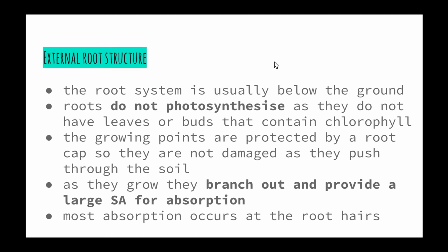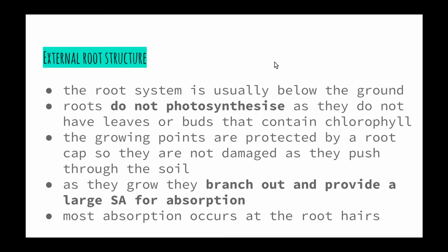So the root system is usually below the ground, and because of this, roots do not photosynthesize, as they do not have leaves or buds, and therefore they do not actually contain chlorophyll. The growing points are protected by a root cap so that they are not damaged as they push through the soil. So the new cells that grow on the end are covered with a bit like a swimming cap to make sure that as the roots push through the soil, those cells behind are not damaged.